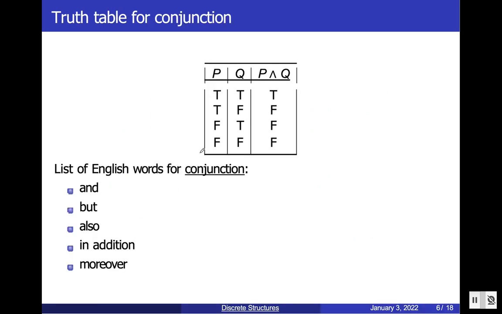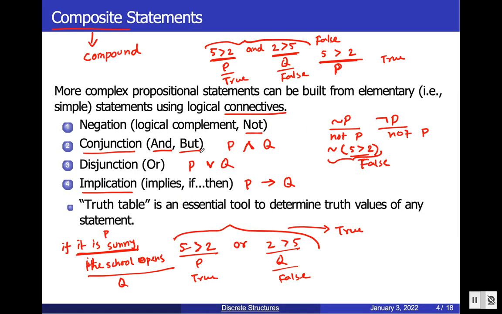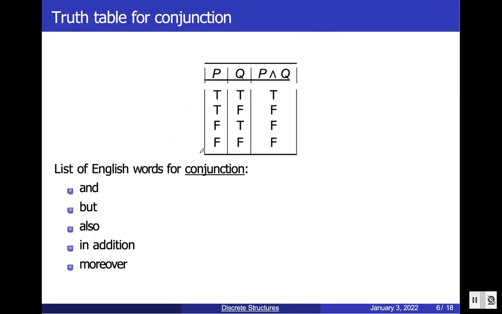So let's see a couple of examples, and let's see the truth tables of different compound statements, for example negation, conjunction, disjunction and implication. For conjunction, in English we can read it as and, but, also, in addition, moreover. Say, for example, something like this: I am dead and I am alive.